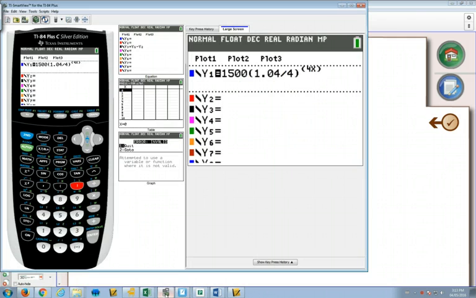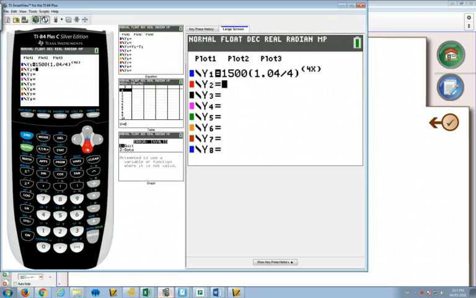If we type both of those, one into y1 and the other into y2, we're going to want to find out where they intersect. When I type y2 as 2,500, does it make sense that that is going to be a straight horizontal line at 2,500?